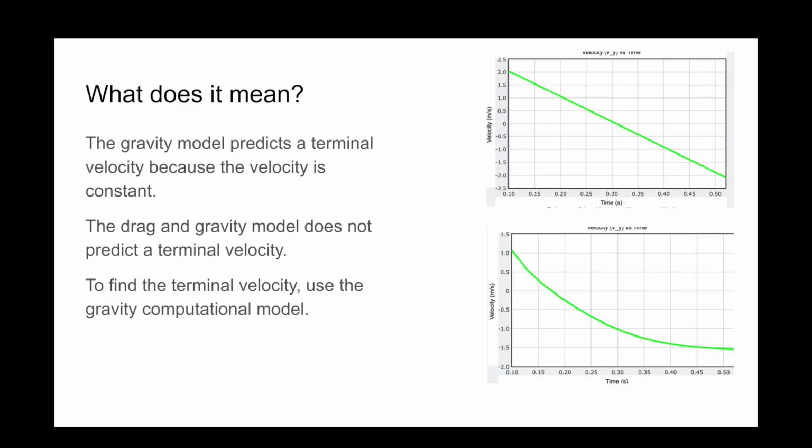For the what does it mean question, we can see that the velocity versus time graph on the top is just from the gravitational model, and the velocity is a straight line, and when velocity is constant, that means FNet equals 0. So the gravitational model predicts the terminal velocity because velocity is constant. The graph on the bottom right is from the drag and gravitational model, and this does not predict the terminal velocity because velocity is changing. So if you want to find the terminal velocity of the experimental model, use the computational model with just gravity and not gravity and drag.